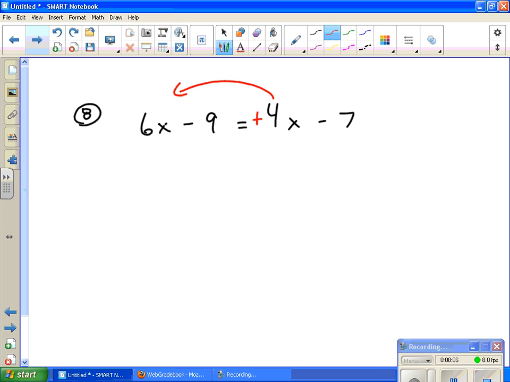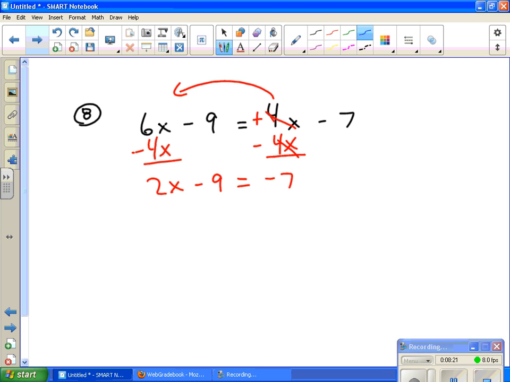It's positive 4x. That means plus 4x. Undo that by subtracting 4x. Subtract 4x on the right. You have to subtract 4x on the left. 6x minus 4x is 2x. Minus 9 equals, these will cancel out, negative 7.